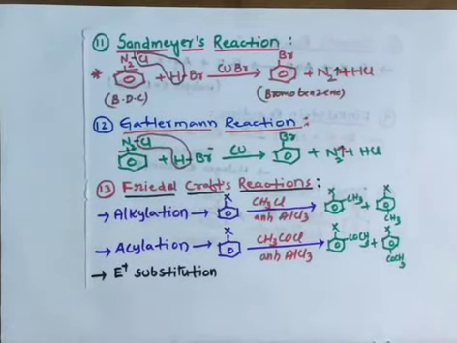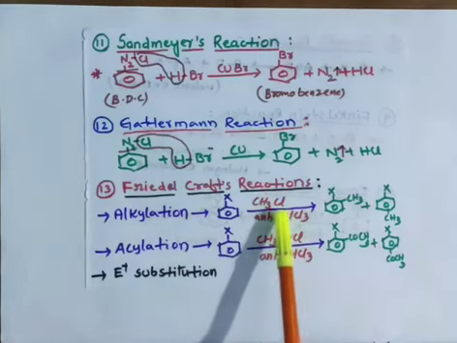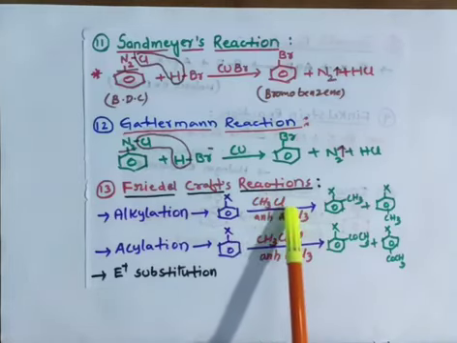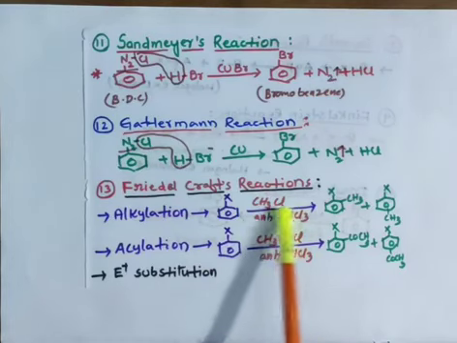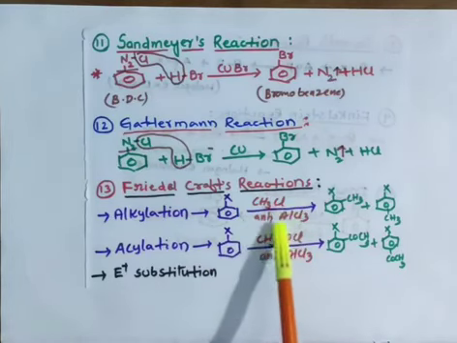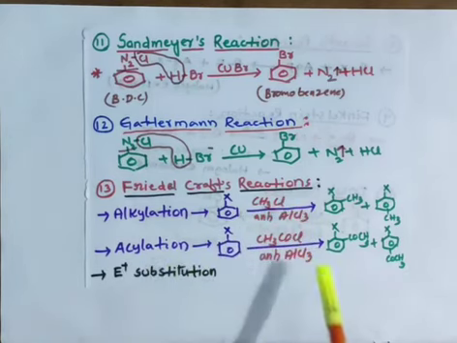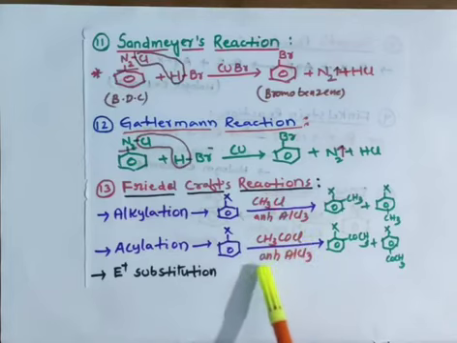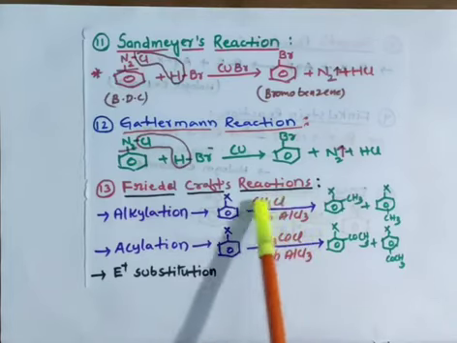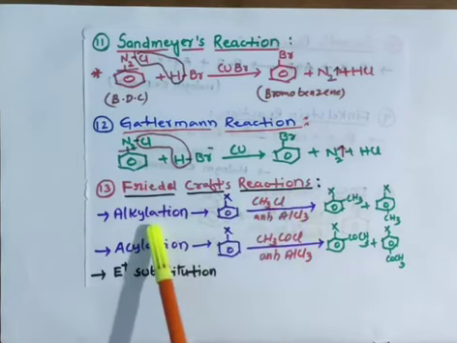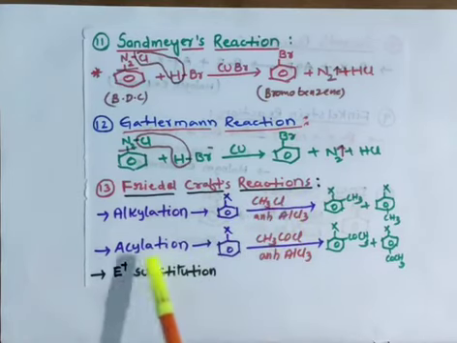Next, we have another important reaction, that is Friedel-Crafts reaction. Generally, Friedel-Crafts reactions we have two types. One is acylation, another is alkylation. In alkylation, we are using methyl chloride, any alkyl halide, in the presence of anhydrous AlCl3 Lewis acid. In acylation, we are using acetyl chloride in the presence of anhydrous AlCl3. So, if you are using alkyl chloride, alkylation; acyl chloride, acylation.